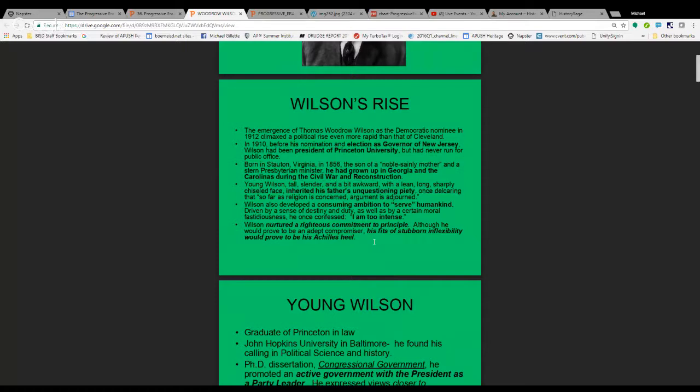He was the son of a noble, saintly mother and a stern Presbyterian minister. He had grown up in Georgia and in the Carolinas during the Civil War and Reconstruction. Young Wilson was tall, slender, a bit awkward, with a lean, long, sharp, chiseled face. He inherited his father's unquestioning piety, once declaring that, quote, "So far as religion is concerned, argument is adjourned." Wilson also developed a consuming ambition to serve humanity, driven by a sense of destiny and duty, as well as by a certain moral vastness, and once confessed, quote, "I am too intense."